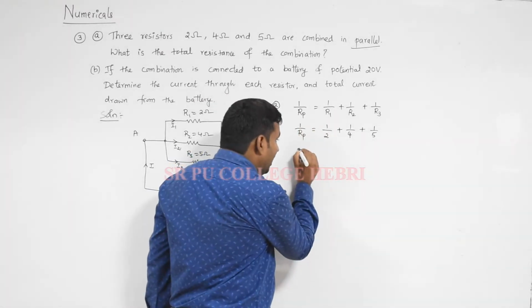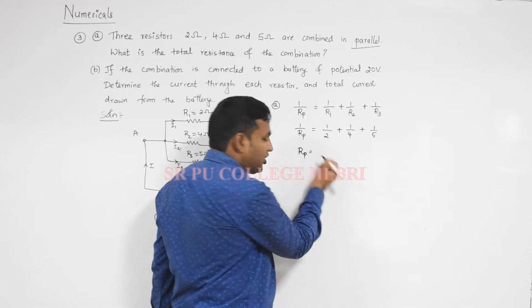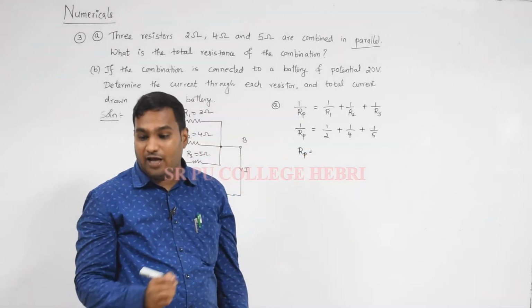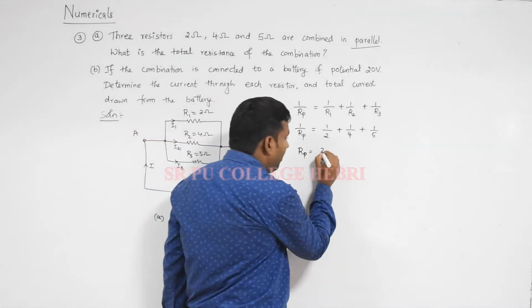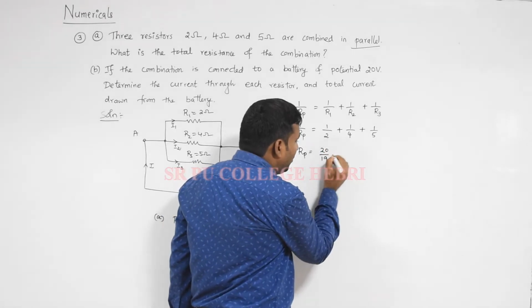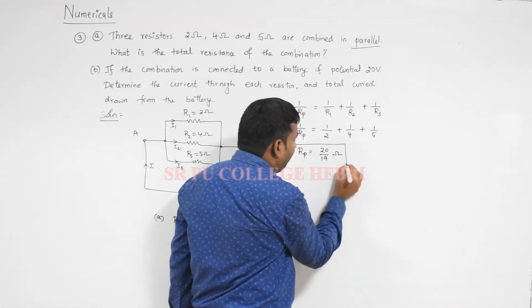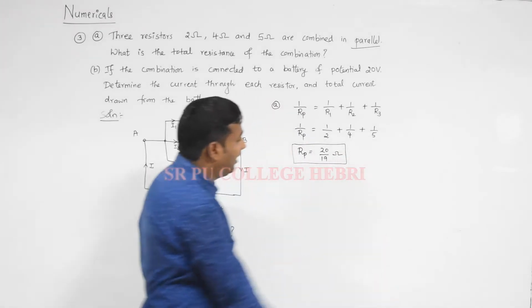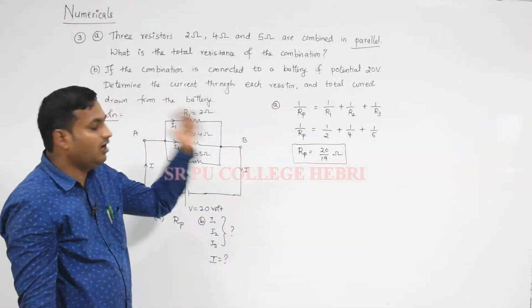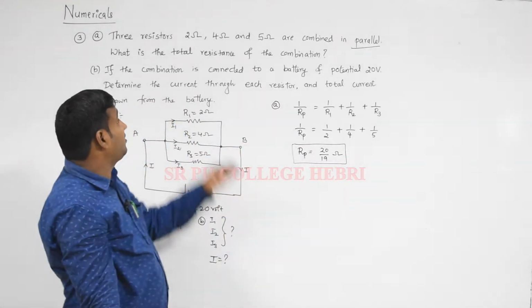You come to know that Rp value on simplification, you will get the Rp value is equal to 20 divided by 19 ohm. Keep this point in your mind. Rp value is equal to 20 divided by 19 ohm is the value for Rp. Then you have to go for a second part.